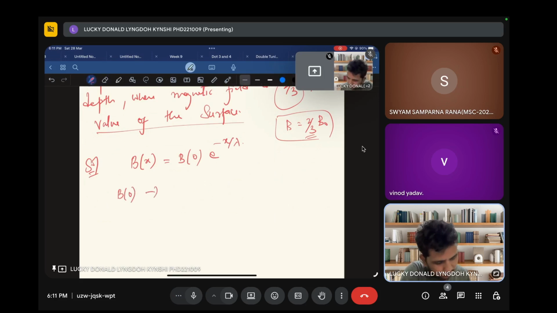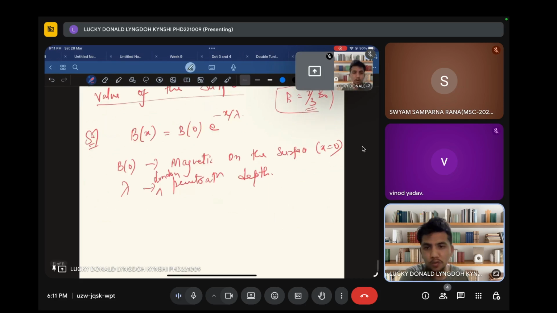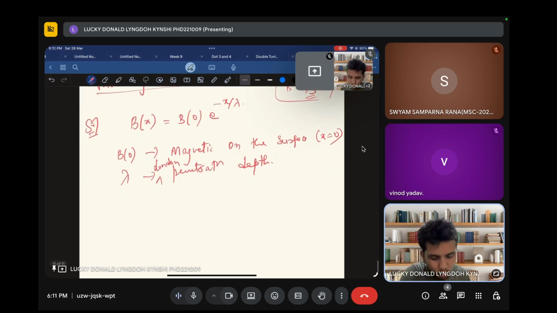B naught is the magnetic field on the surface, or at x equal to 0, whereas lambda here is the penetration depth, the London penetration depth. Now, if you use this formula, you already know how much the magnetic field reduces. So your magnetic field should go to 2 by 3 of B naught.